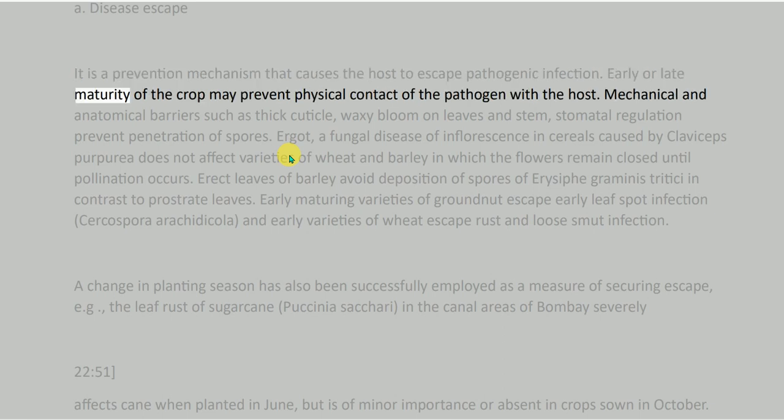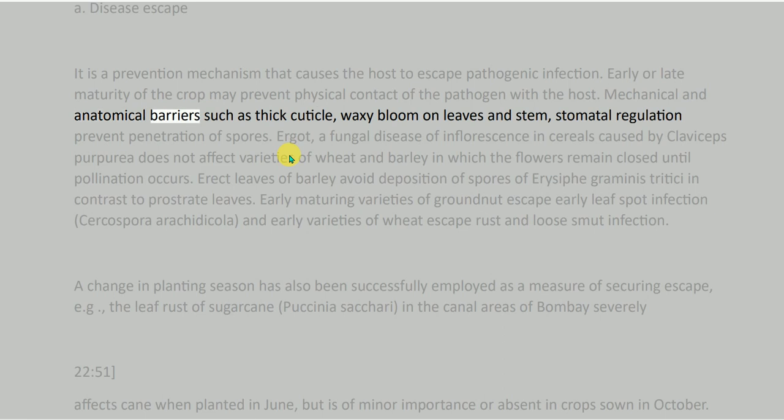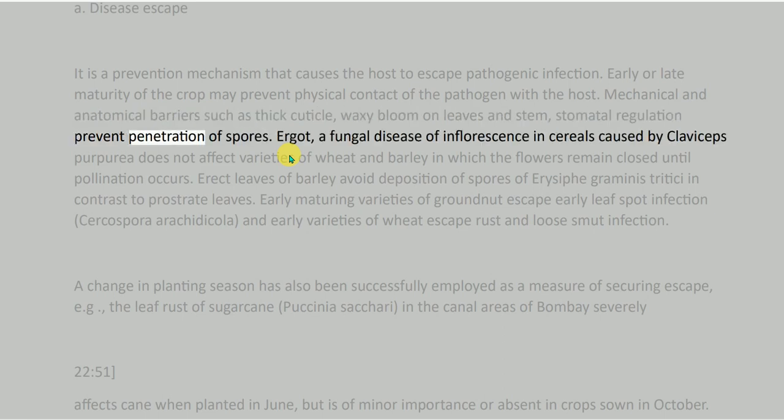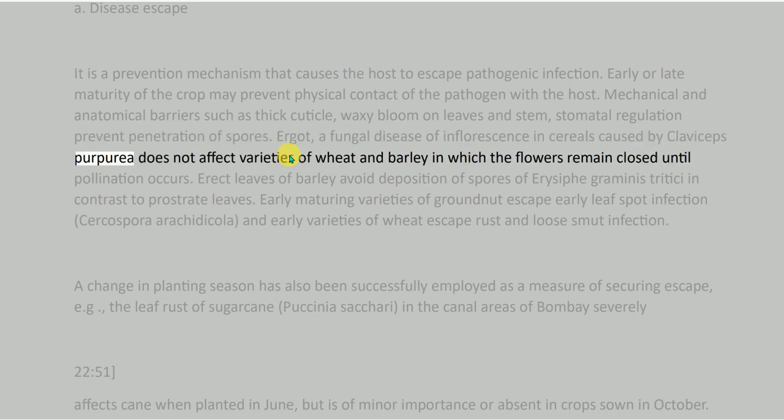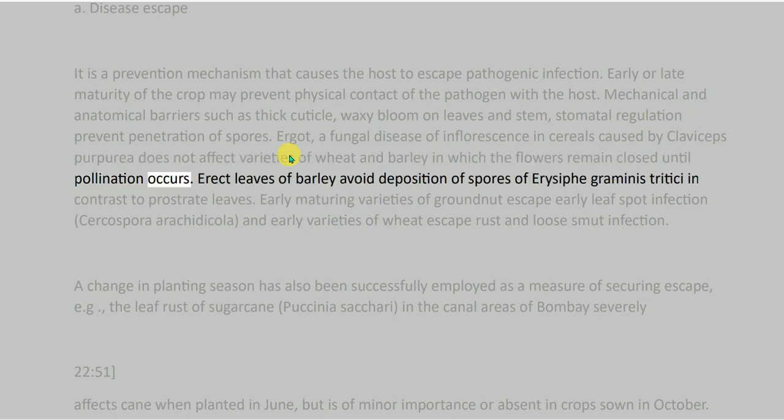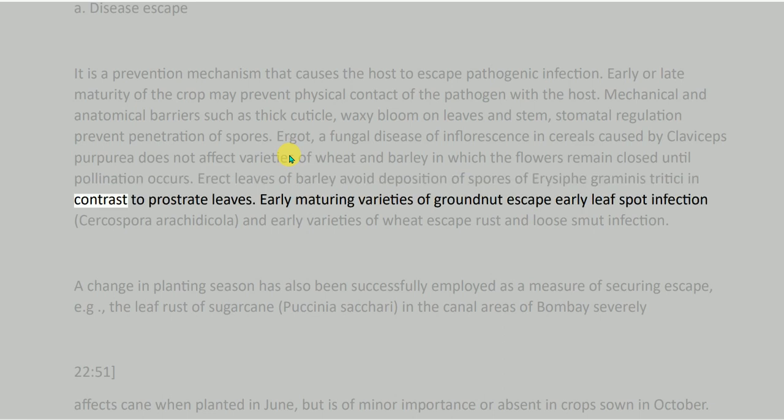Mechanical and anatomical barriers such as thick cuticle, waxy bloom on leaves and stem, and stomatal regulation prevent penetration of spores. Ergot, a fungal disease of inflorescence in cereals caused by Claviceps purpurea, does not affect varieties of wheat and barley in which the flowers remain closed until pollination occurs. Erect leaves of barley avoid deposition of spores of Erysiphe graminis tritici, in contrast to prostrate leaves. Early maturing varieties of groundnut escape early leaf spot infection, Cercospora arachidicola, and early varieties of wheat escape rust and loose smut infection.